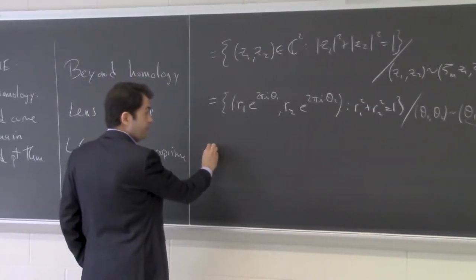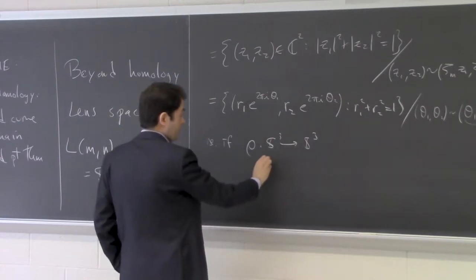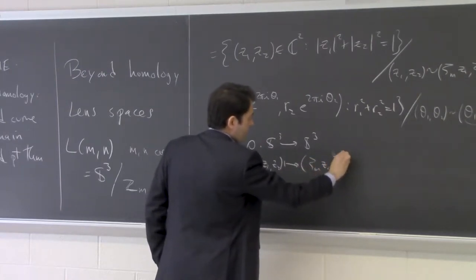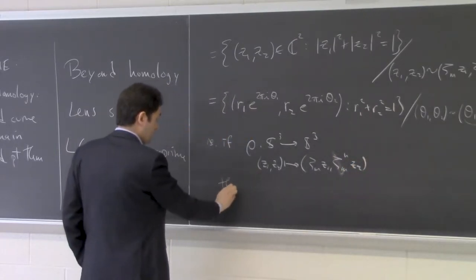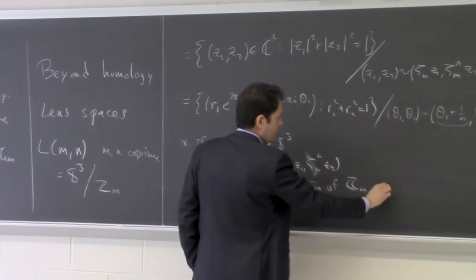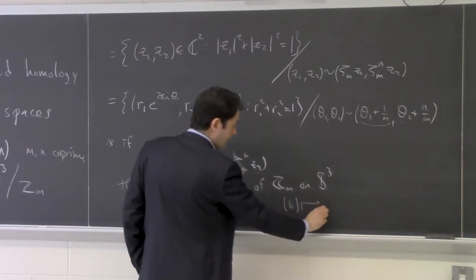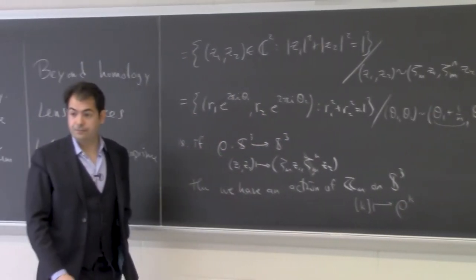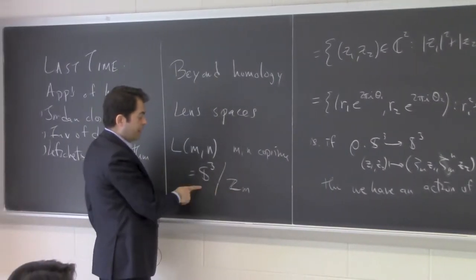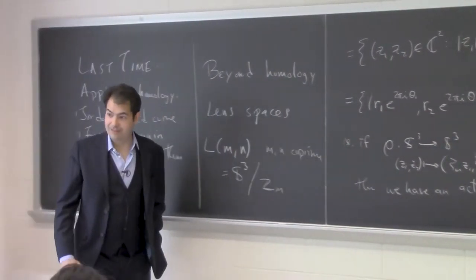So let's let rho from S3 to S3 be given by (C1, C2) goes to (theta_m C1, theta_m^n C2). Then we have an action of Cm on S3, where the kth element acts by rho to the k on S3. So this is the action of Zm. And if you mod out by that action, you're identifying all points with anything in their orbit.